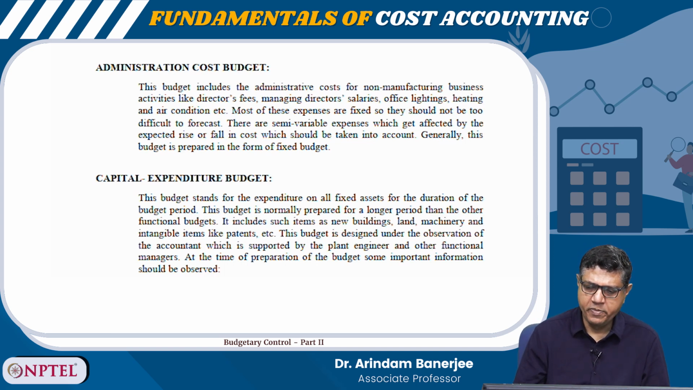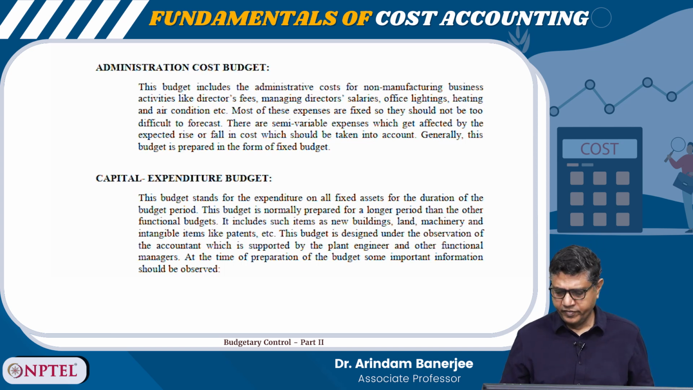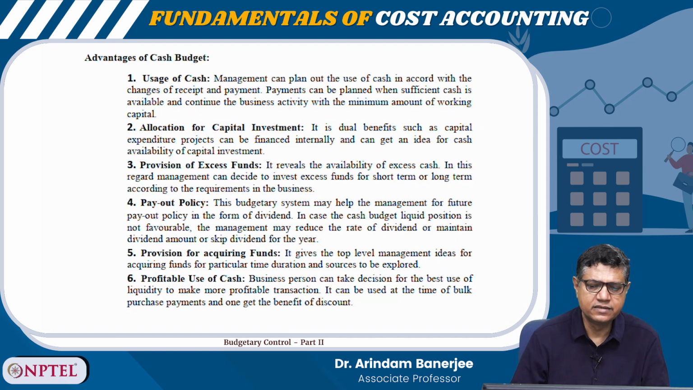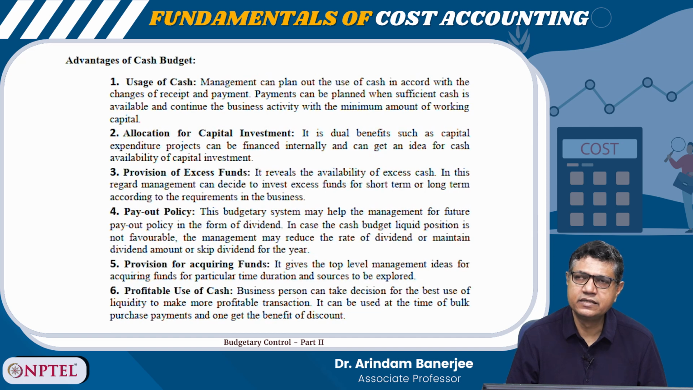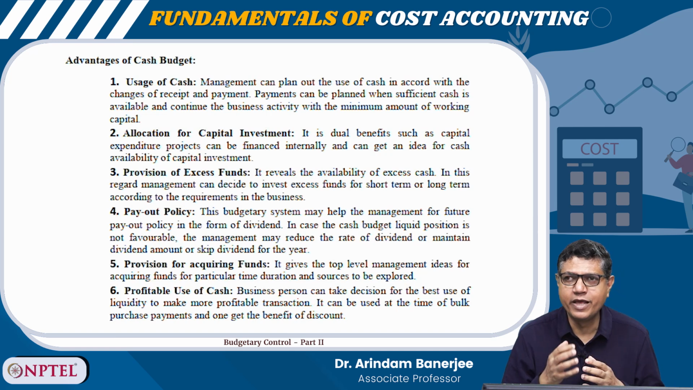This budget is normally prepared for a longer period than the other functional budgets. It includes such items as new buildings, land, machinery, and intangible items like patents, etc. It is designed under the observation of an accountant who is supported by the plant engineer and functional managers. In fact, the entire budgeting exercise is actually a joint effort of all the departments. They should work together, brainstorm together, and come out with the solution.